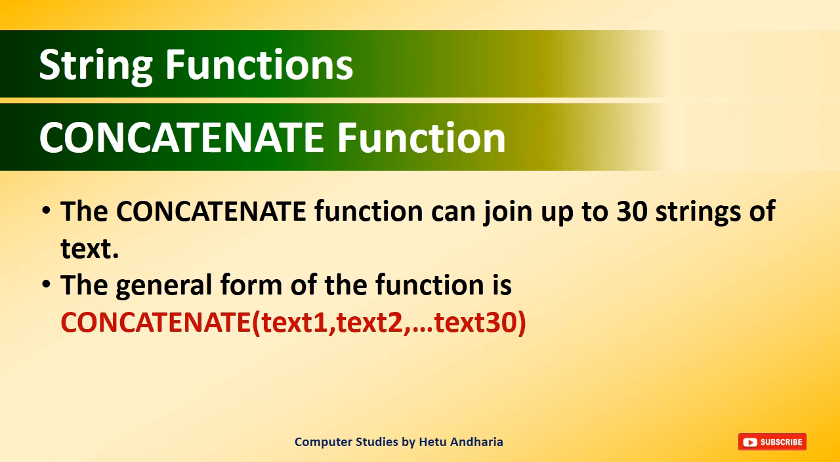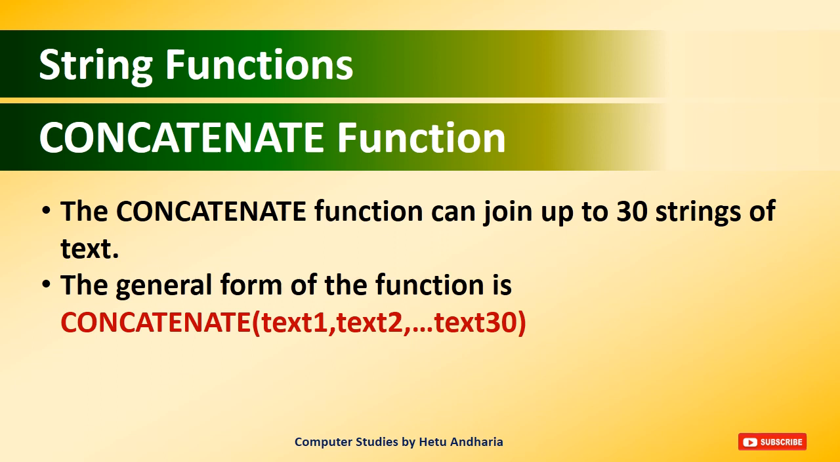Now the first function is very interesting and it is a very helpful function. The name of the function is concatenate. I may be making a spelling or pronunciation mistake. So the concatenate function can join up to 30 strings of text. The general form of the function is concatenate, open bracket, text1 comma text2 comma. You can also add a space in between the two commas.